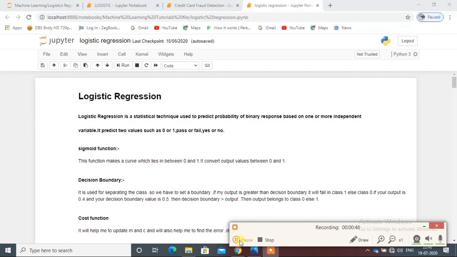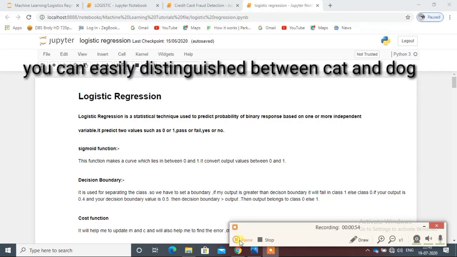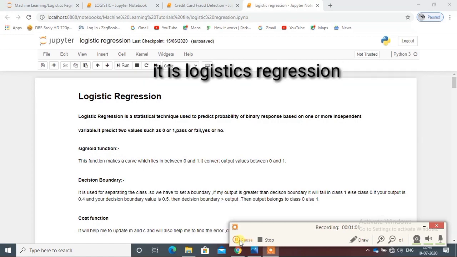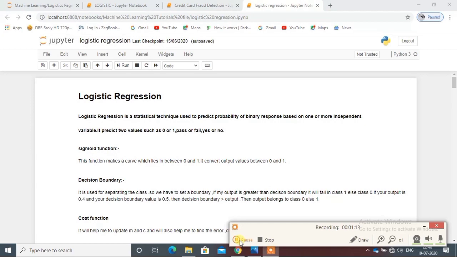Suppose it also estimates whether an image is a cat or a dog. It is able to distinguish between them. Linear regression predicts continuous values, while logistic regression predicts two values, either 0 or 1. 0 means no, 1 means yes. This is logistic regression. You are able to identify some things that are present in logistic regression.